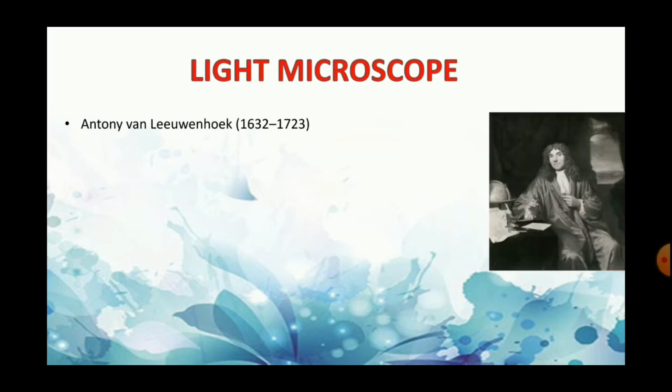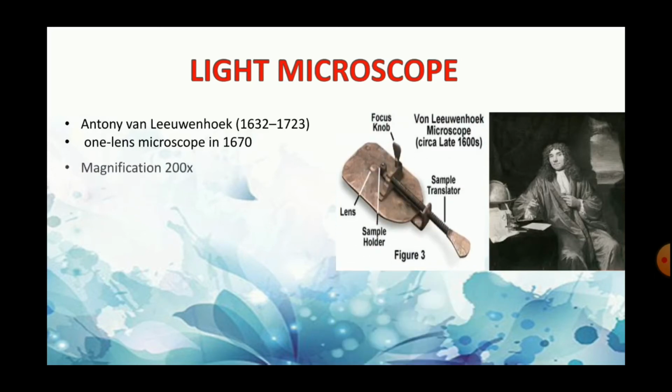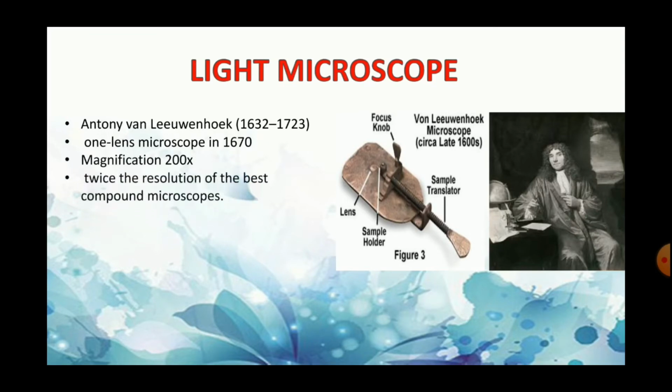Light microscope was also developed by another biologist, Anthony von Leeuwenhoek. He used one lens in his microscope and he developed it in 1670. This is the picture of his microscope. The magnification power of his microscope was 200x and the resolution was twice of the best compound microscope. And his microscope was better for the reason that he used better lenses than others.